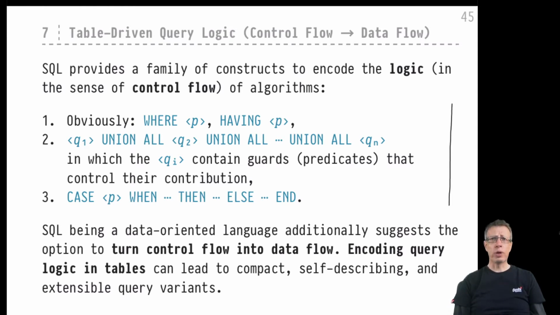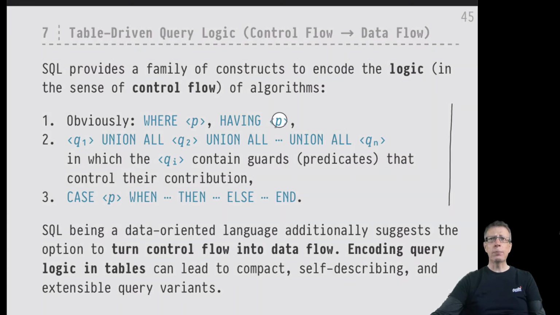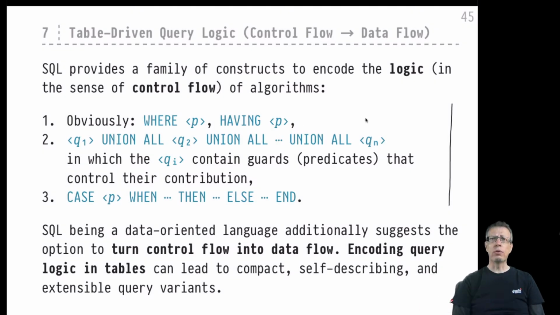Such control flow can of course be implemented in regular programming languages using if then elses and conditionals in general. But in the context of a database system, we have our own means to implement decisions or control flow. Of course, we have the WHERE and the HAVING clauses, which take predicates that we can evaluate to decide whether a particular row is to be included or excluded from a query result. So that would be some form of control flow.